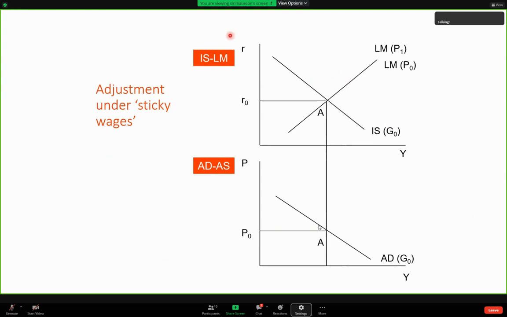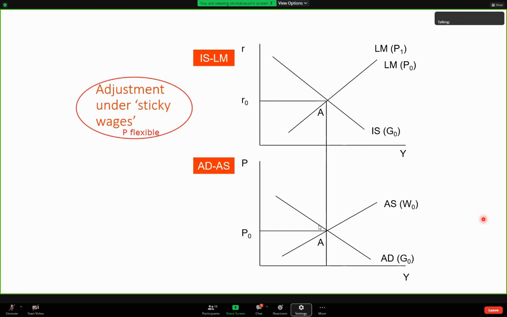Now we have a different assumption. What is our assumption? Sticky wages. What about prices? Prices are flexible. How do we make the difference here? If the prices are flexible, your aggregate supply curve should be upward sloping, like this.